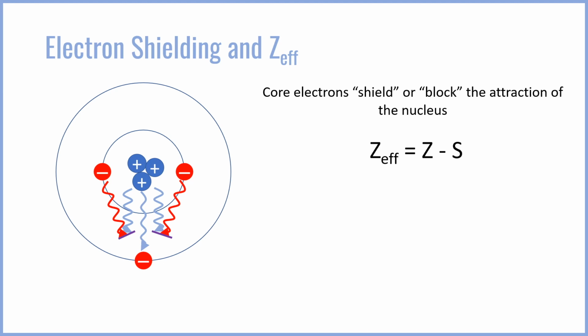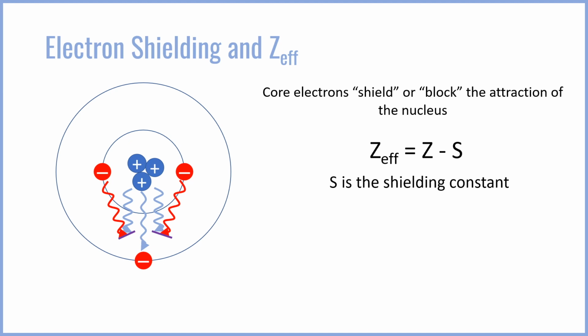And so we often represent the effective nuclear charge, Z effective, as Z, the nuclear charge, minus the shielding constant, S, which is related to the number of core electrons. And we'll talk more about how exactly you calculate that in the next slide.